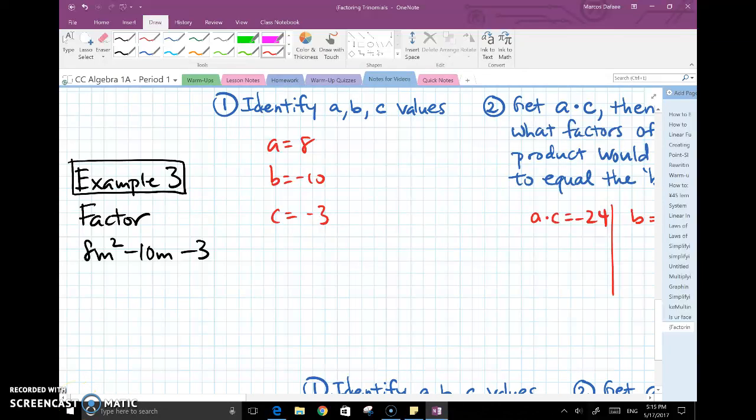Hi folks, this is another video on how to factor quadratic expressions. In this video, we will be looking at expressions with a values that are greater than 1. So with that, let's go ahead and jump in.